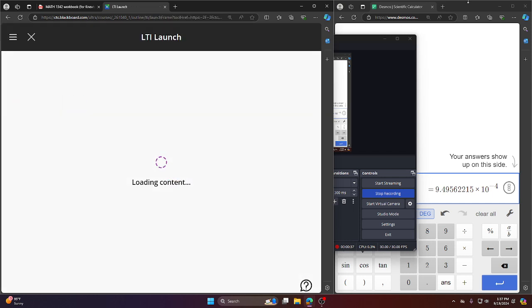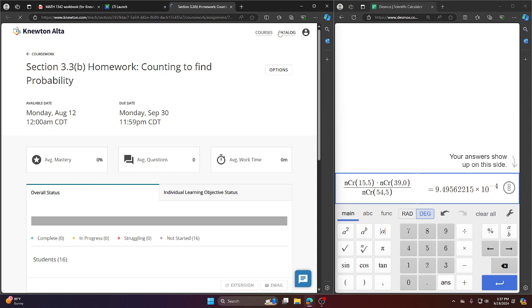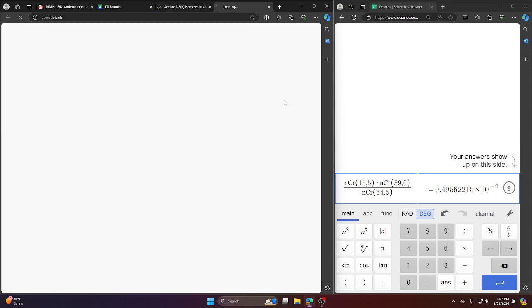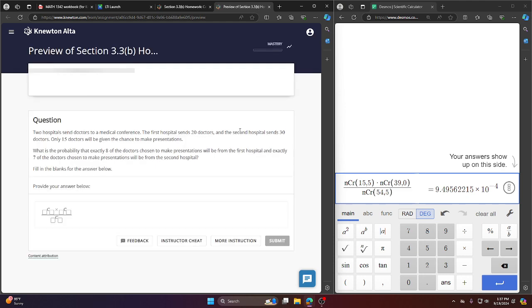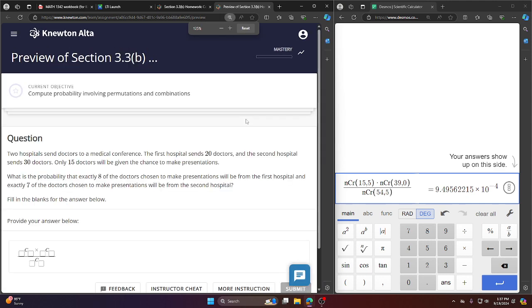3.3b. Here we go. I usually prep for this kind of thing, and no matter how many times I do this, it will not be enough. So we're just going to figure it out together. Let's make it a little bit bigger, just a tiny bit bigger. Control plus.